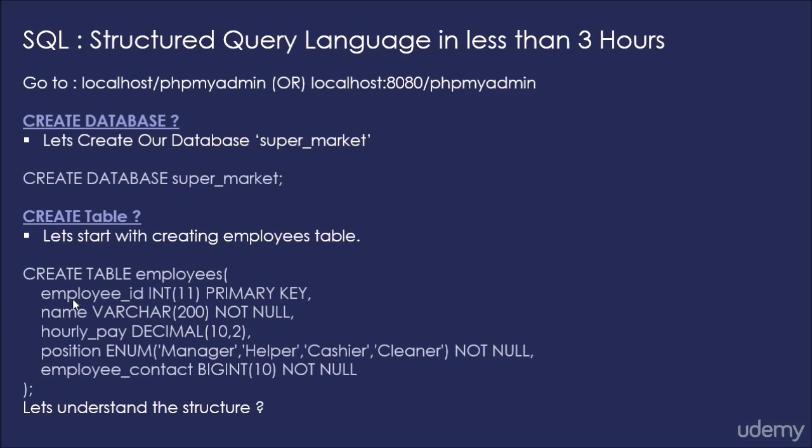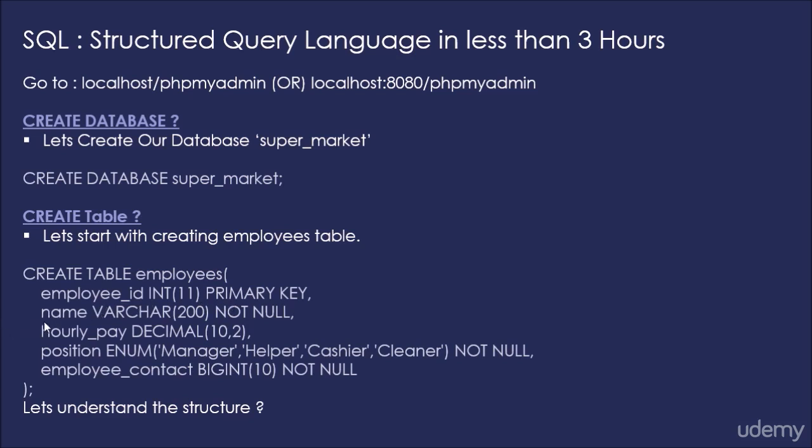The first is the employee ID, where we will be storing the ID of the employee working. Second is the name, which is the name of the employee. Third is the hourly pay, which is the amount of money the employee is going to make every hour of work. The fourth is the position, and fifth is the employee contact, which is the employee contact number. Now for the employee ID, you can see that it is an INT(11), which basically says that it is an integer, that is a number. Now what the 11 and PRIMARY KEY mean we'll see shortly.